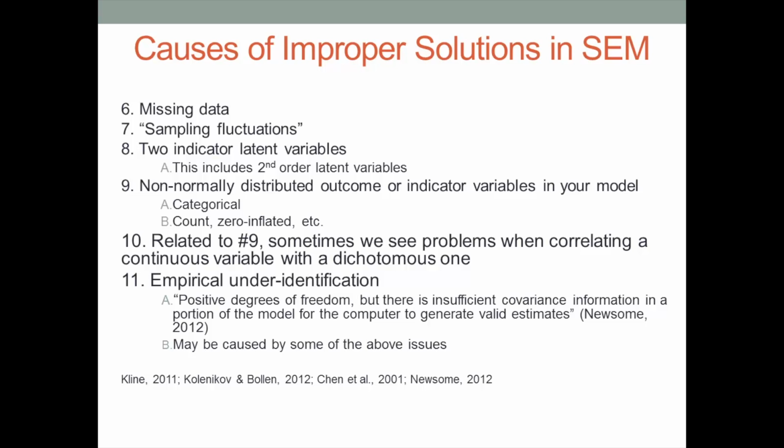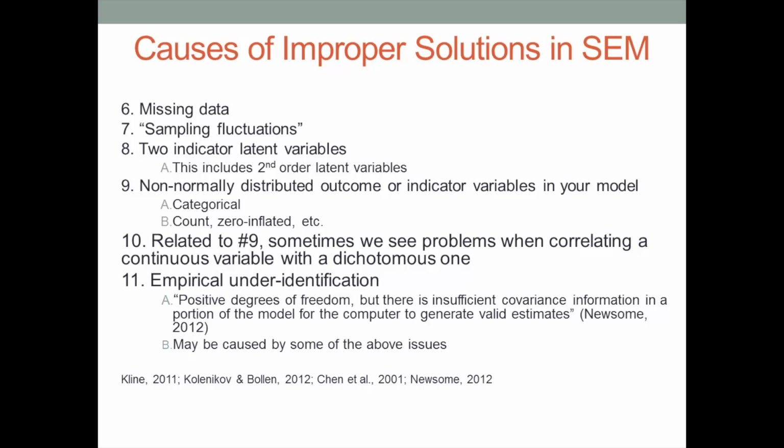In the literature, sampling fluctuations are brought up, and this has to do with your variability in your variables, but it's somewhat of a difficult term to understand what's being talked about with sampling fluctuations. I'm not sure that I fully understand what that means.